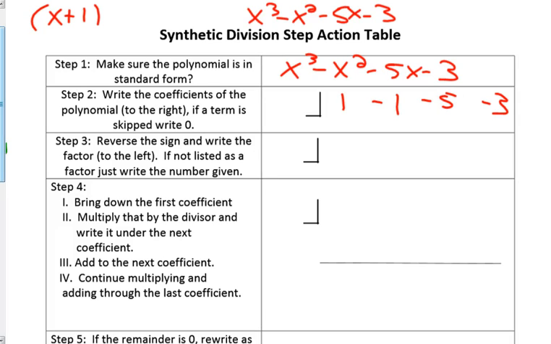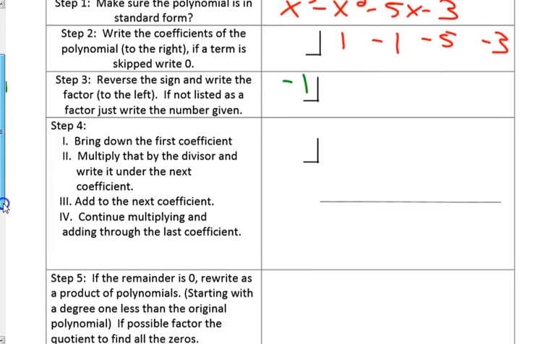Reverse the sign and write the factor to the left. So they gave me a factor, so I'm going to reverse the sign. So what am I going to write here on the outside? -1. Now I'm going to combine those two steps together. -1, and then 1, -1, -5, -3.